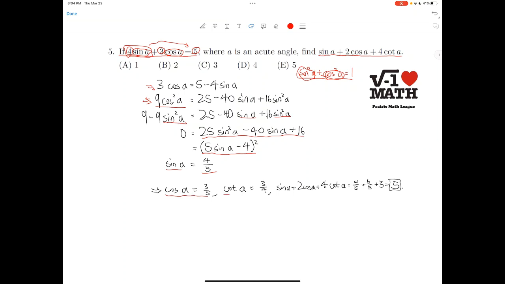From here, cotangent A is equal to cosine A over sine A, which is 3 over 4. Hence, the desired expression is equal to 4 over 5 plus 6 over 5 plus 3, which is equal to 5. And the answer is E.